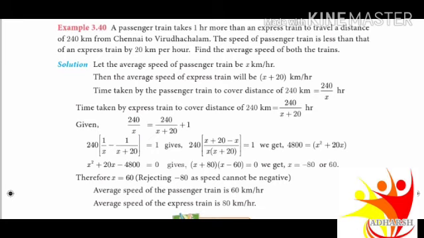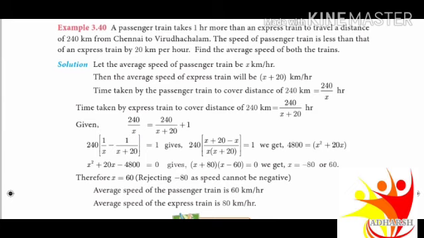Example 3.40. A passenger train takes 1 hour more than an express train to travel a distance of 240 km from Chennai to Viruthachalam. The speed of the passenger train is less than that of the express train by 20 km per hour. Find the average speed of both the trains. Given that distance equal to 240 km, we find the average speed of both trains, passenger and express train.